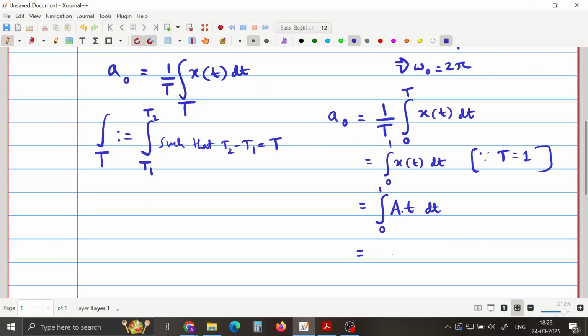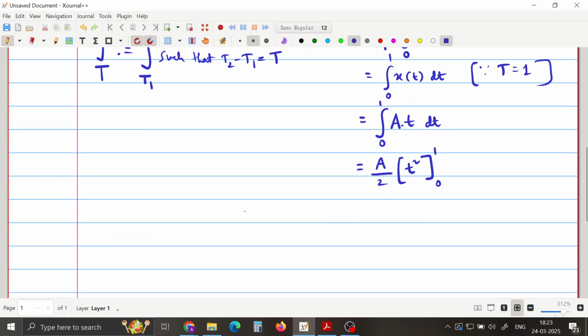So if you evaluate this integral, the integral of t dt will be t square by 2. So there will be a factor of half. We already have a factor of capital A, which is a constant independent of t. So those two factors, A by 2, will come outside, and we'll have t squared, and we have to take the limits. So this will give us A by 2 into 1 minus 0. So this is A by 2.